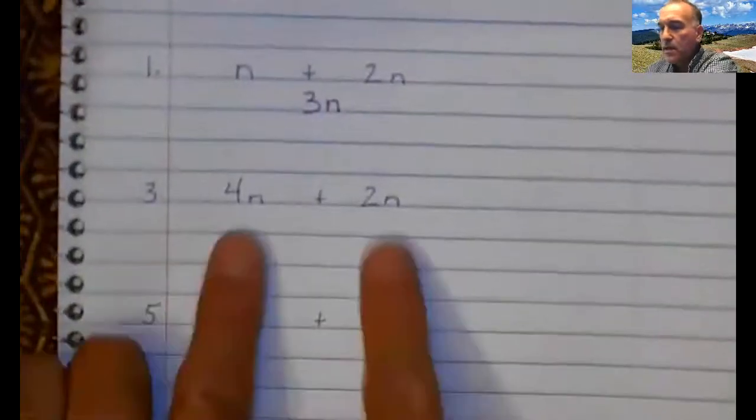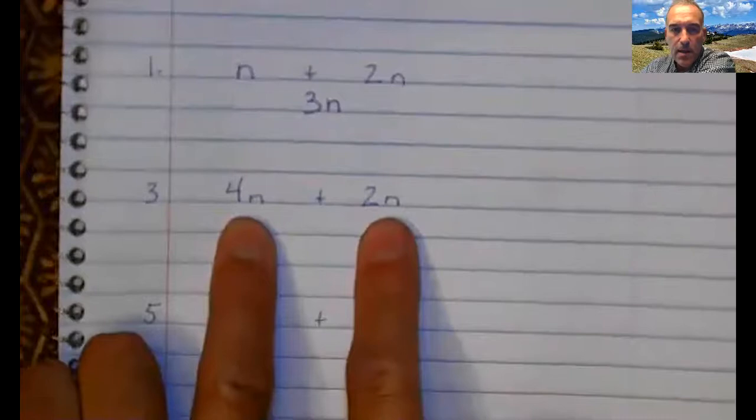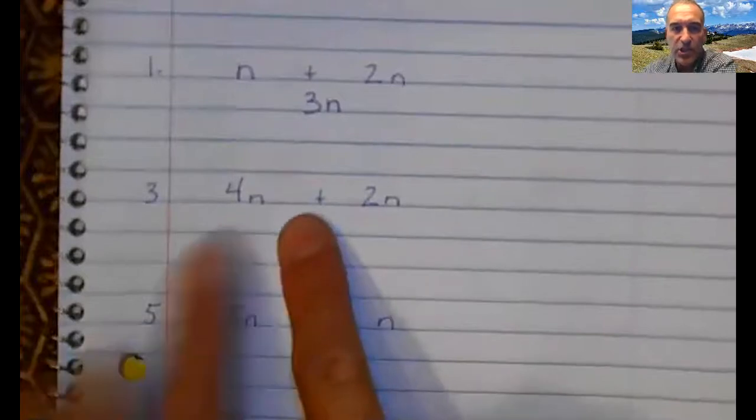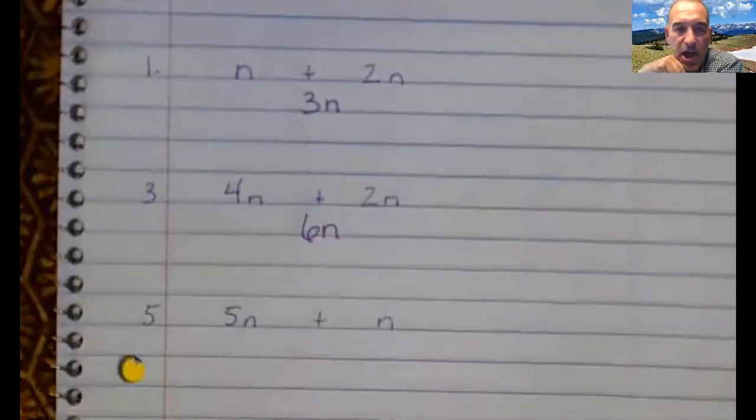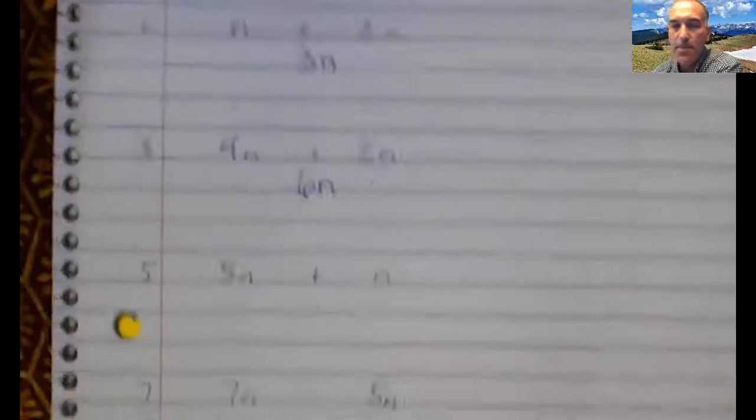Let's go on. How about this one? The terms are the same. I see the operation is to add. Therefore, I can combine like terms. That is 6n.